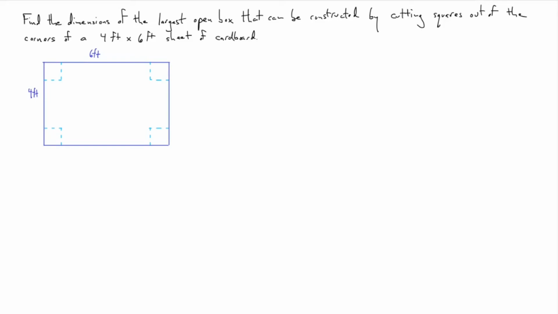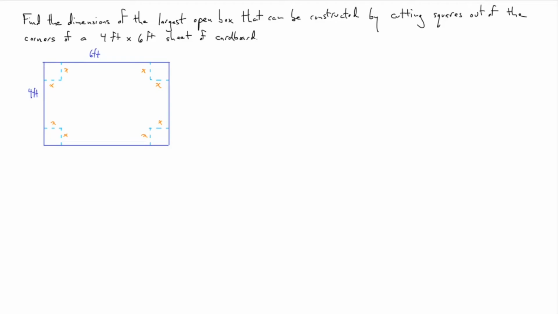The next step is to introduce some variables. And if I call the length of the side of one of these squares x, well, it's a square, so all of its sides have length x. And all 4 squares are the same size, and so they all have side length x.